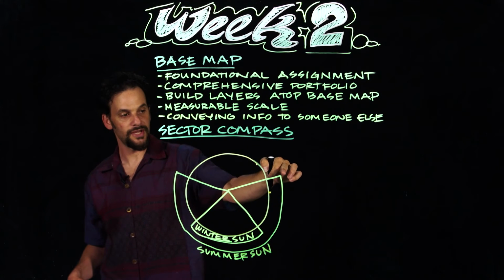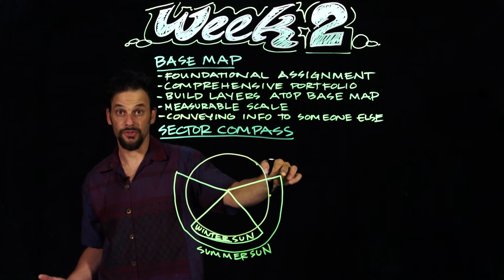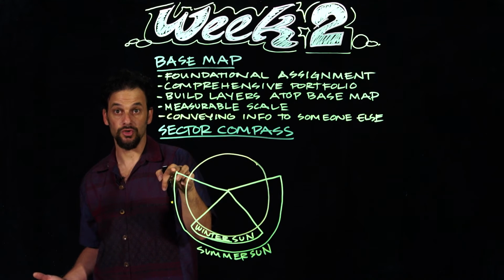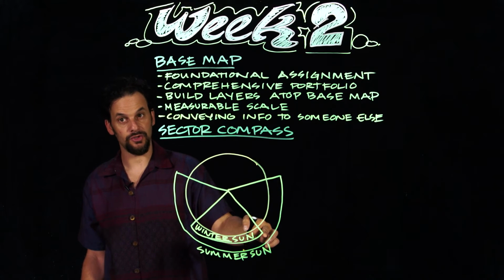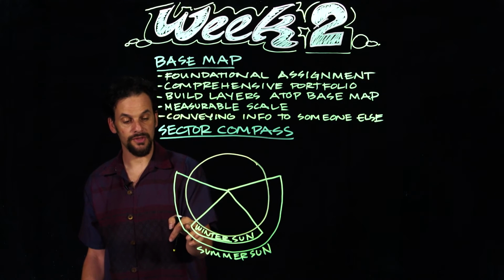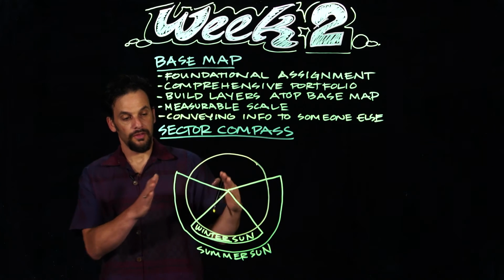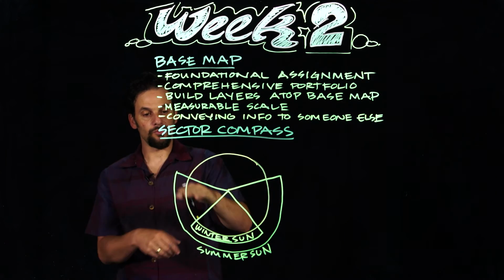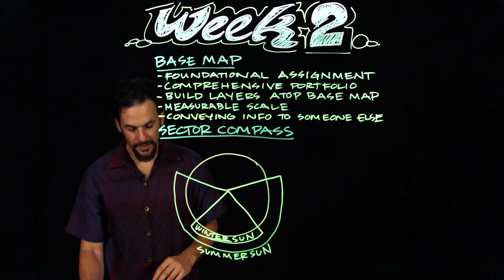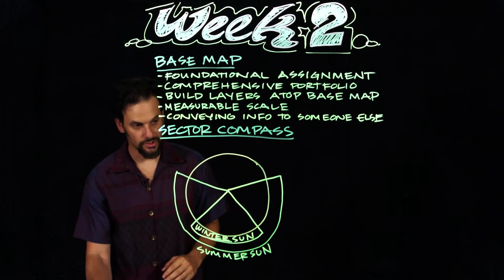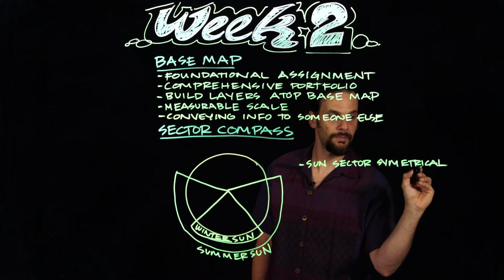Also, this point represents where the sun rises on June 21st, the summer solstice, and where the sun sets on June 21st, the summer solstice. This point represents where the sun rises on December 21st, the winter solstice, and where the sun sets on December 21st, the winter solstice. So they're always going to be symmetrical in relation to your compass, okay? Let me just make a little note there. I'm not sure if I spelled that right.